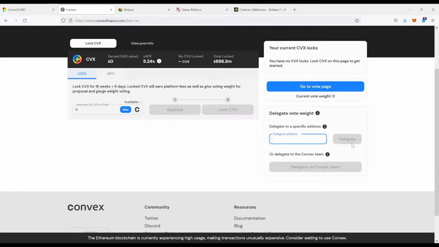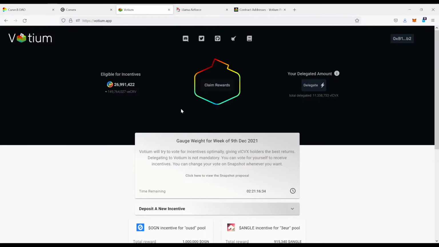Basically, it's not a transaction, it's just a signature. So you sign the message. It's not a transfer. You still keep your locked coins and everything. So it's just a signature. You sign, and from this point onwards, you basically delegated your voting power to Votium, and Votium will vote for you.